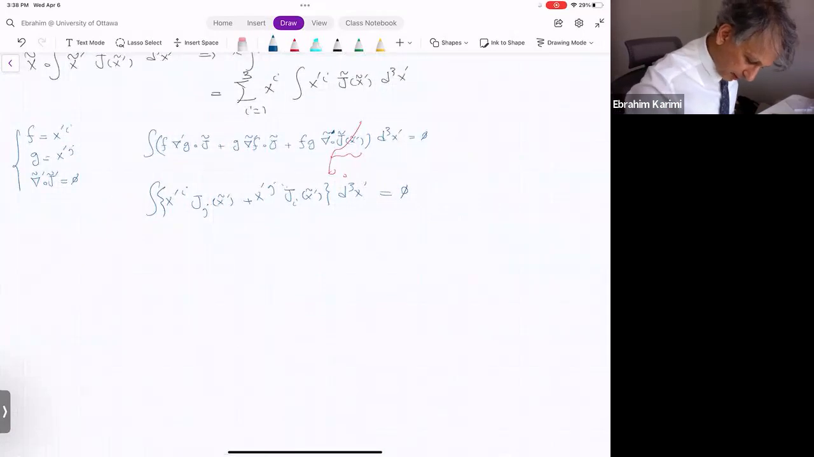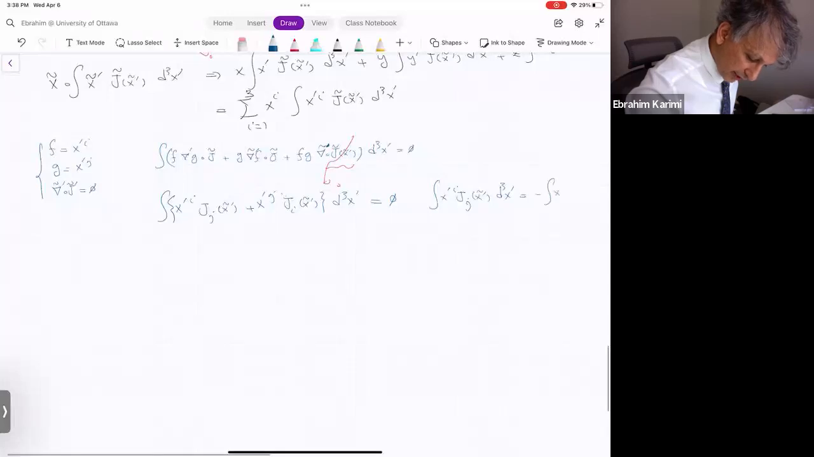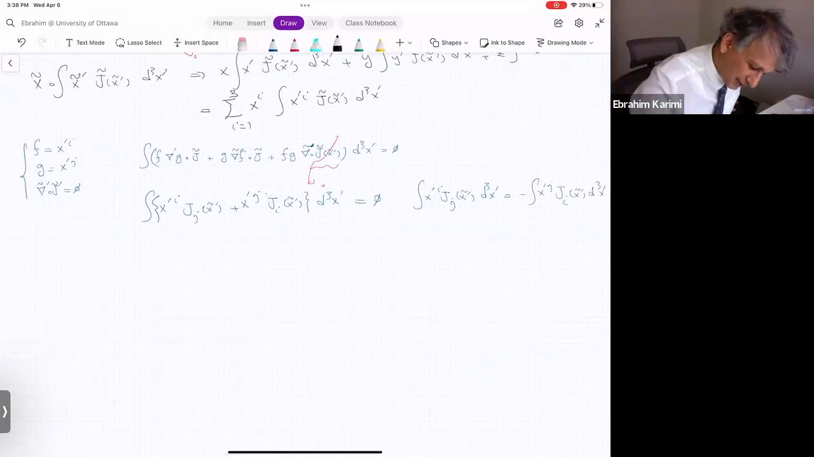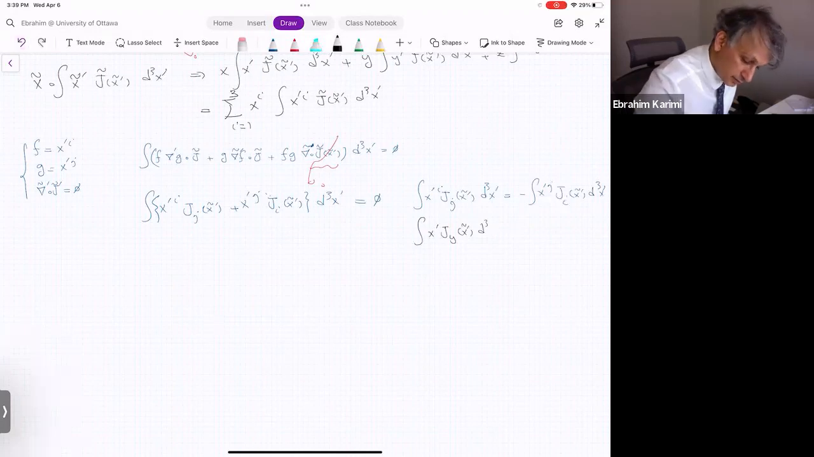Beautiful. So what does it mean? That the integral of x prime_i j_j of x prime d3x prime is equal to minus the integral of x prime_j j_i of x prime d3x prime. Let me write it in a different form, guys. It means that the integral of x prime j_y of x prime d3 x prime, or d3 volume, is equal to minus the integral of y prime j_x of x prime d3 x prime.